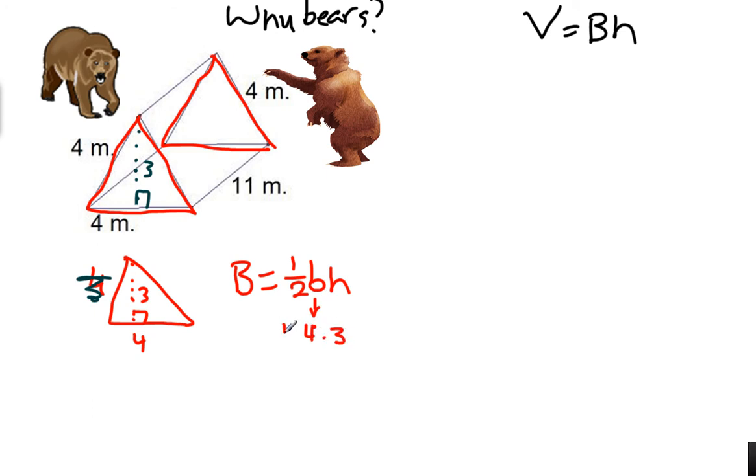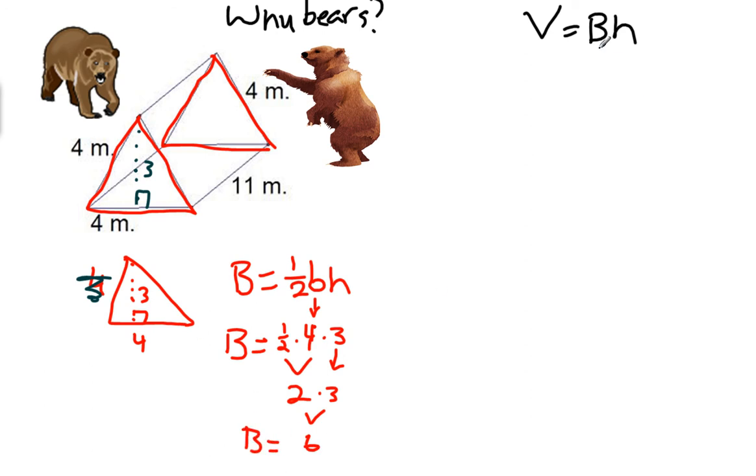I'm writing tiny for some reason. Okay, half of 4 is 2, times 3. 2 times 3 is 6. So we have the area of this triangle.